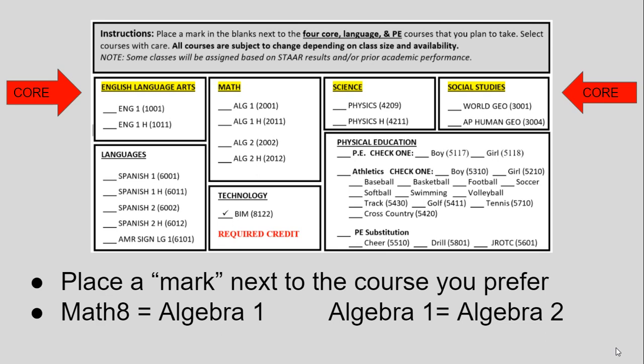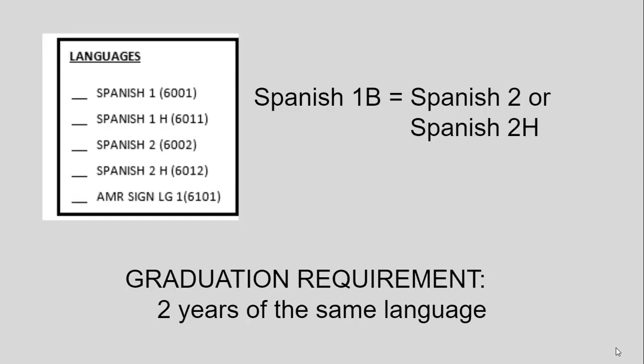The technology block that you see at the bottom that has a check mark, BIM, is a required credit for 9th graders, so that's why that one is automatically checked for you. Up next, we have our foreign languages. If you are currently in Spanish 1B, you can select Spanish 2 or Spanish 2 honors. If you are not in Spanish 1B, your choices can be Spanish 1, Spanish 1 honors, or American Sign Language.